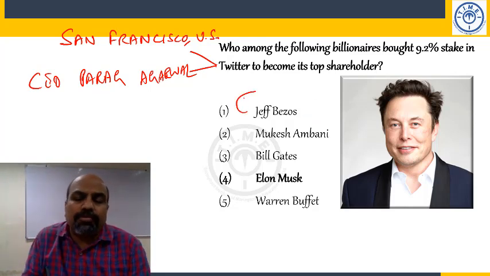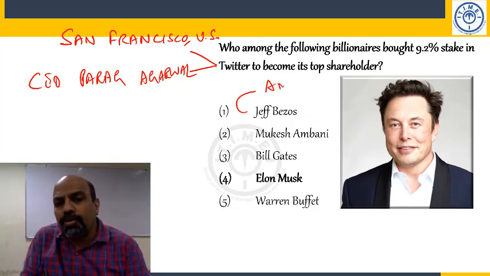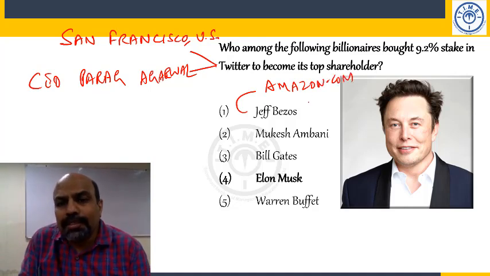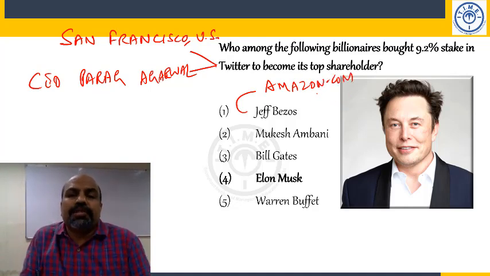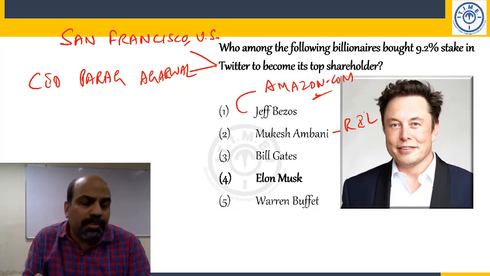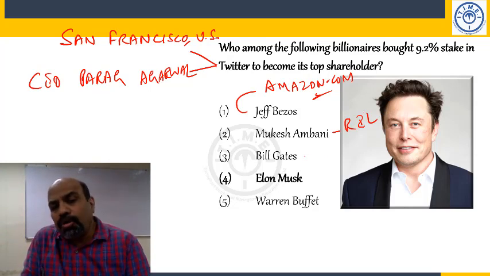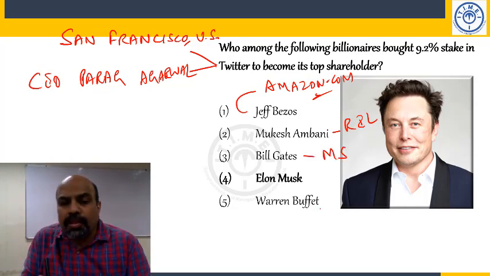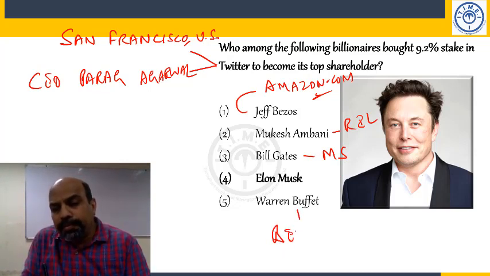Jeff Bezos is the founder chairperson of Amazon.com, the world's largest internet company. Mukesh Ambani is the chairperson of Reliance Industries Limited. Bill Gates, co-founder of Microsoft. Warren Buffett, chairperson of a company called Berkshire Hathaway.